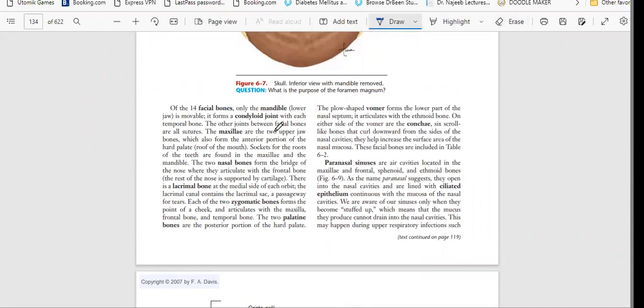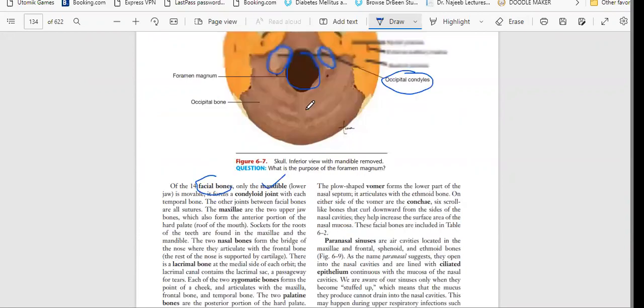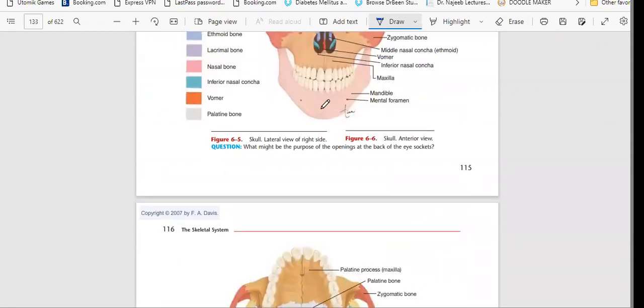Of the facial bones, only the mandible is movable. It forms a condyloid joint with each temporal bone. So basically, in the facial bones, only one bone is movable. What is the name of the bone? Mandible, the lower jaw. This is the mandible.